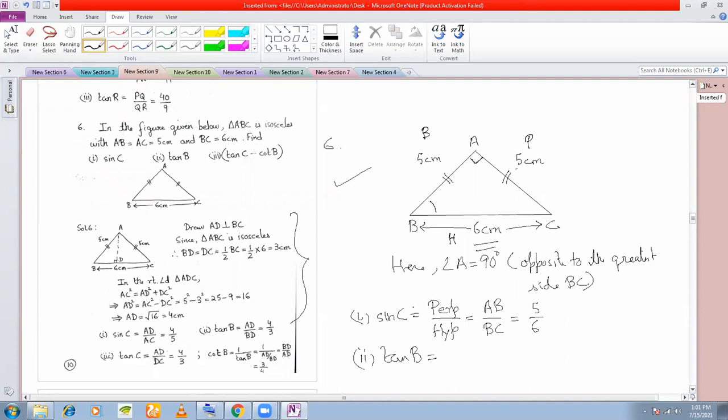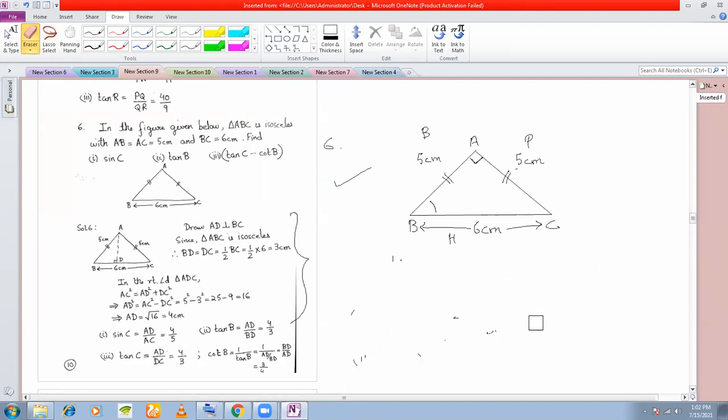Okay. Now, no, there's something. This is not a right angle triangle. Okay, I'll make a correction here. This is not a right angle triangle. That is why I've done it in that way.